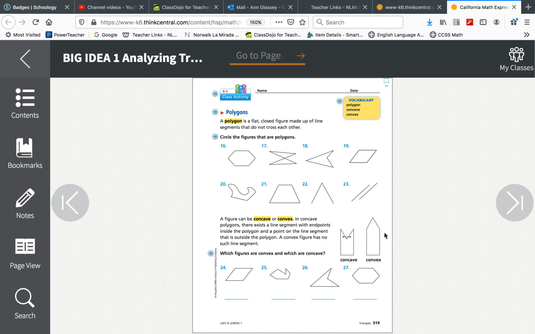Convex, you cannot draw a line segment with both endpoints inside the figure and part of the line outside of the figure. Also, there's no cave you can crawl into here. This has a cave. Does this have a cave you could crawl into? Is it concave or is it convex? Does this have a cave you could crawl into? Is it concave or convex?